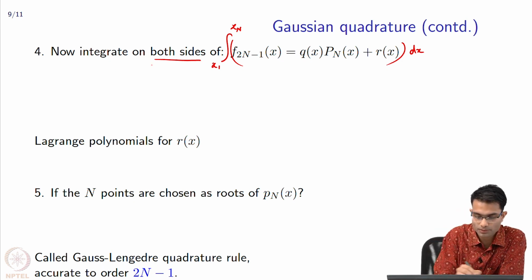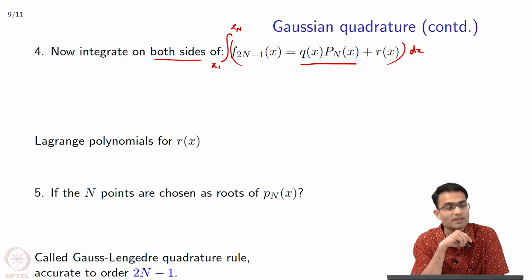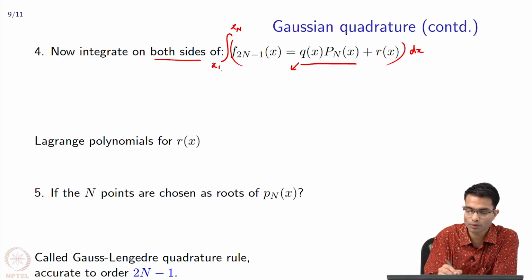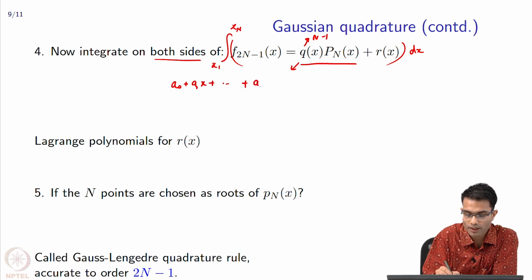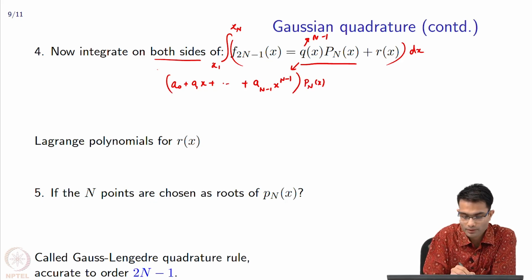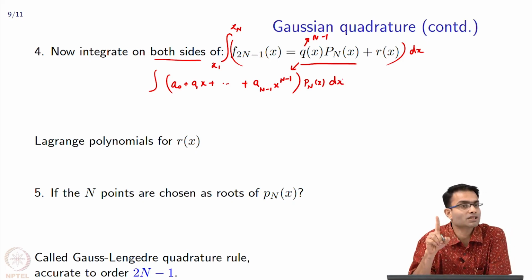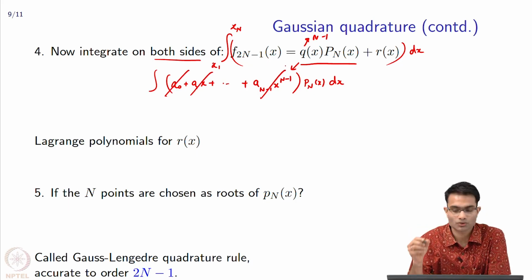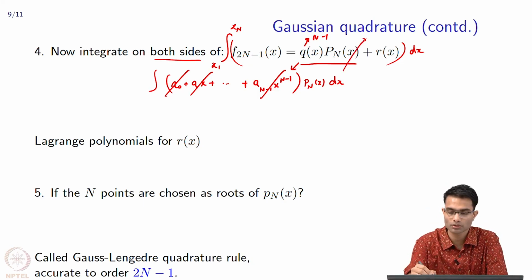Let us look at the first term. When I integrate q x p n x, what do you think the answer will be? The answer has to be 0. q x is a polynomial of order n minus 1, so I could have written it as a0 plus a1 x plus dot dot dot up to a n minus 1 x to the n minus 1, being multiplied by p n x and integrated. But how did we construct these p n's? Orthogonal to every degree less than it. So, it is orthogonal to all of these terms, and the first term goes to 0.